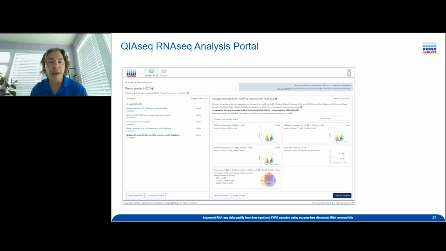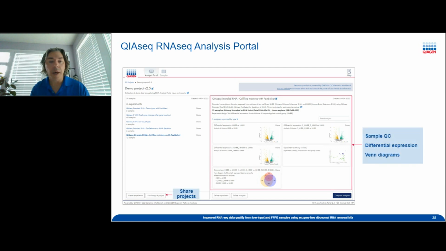There's a couple of different tiles here. One tile here is the experiment summary and QC. This is where we can go through and look at the quality of the sequencing and how well FastSelect is working in the samples, as well as the genes that are found and everything around there. There's another tile in here that shows differential expression. And then the last tile down here is basically a Venn diagram where we can compare the genes across many different samples and look at what genes are unique to individual samples and which ones are common.